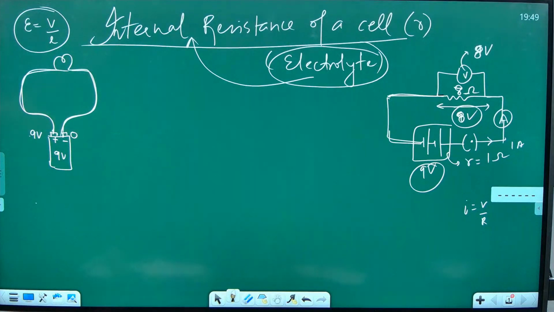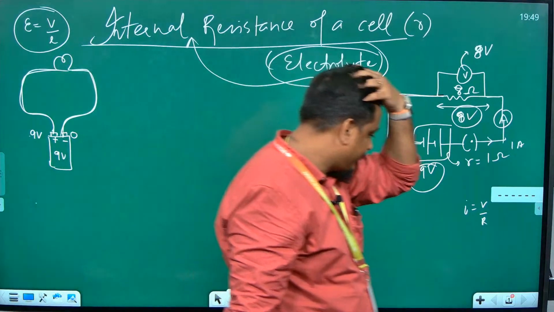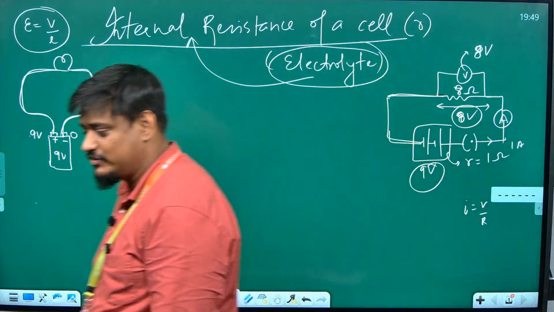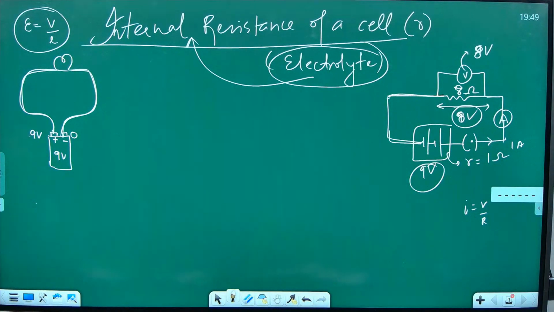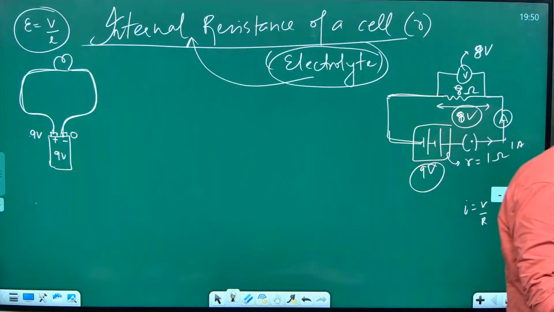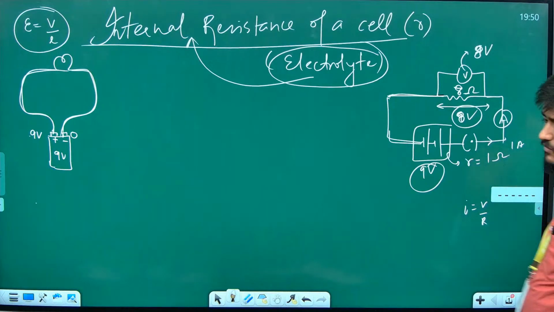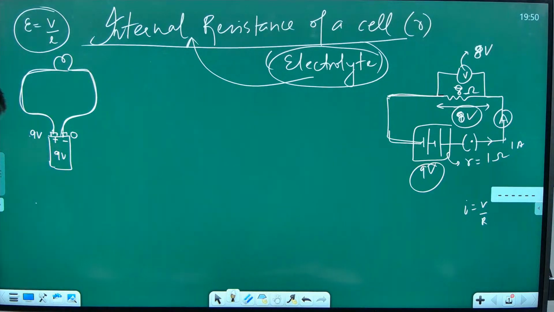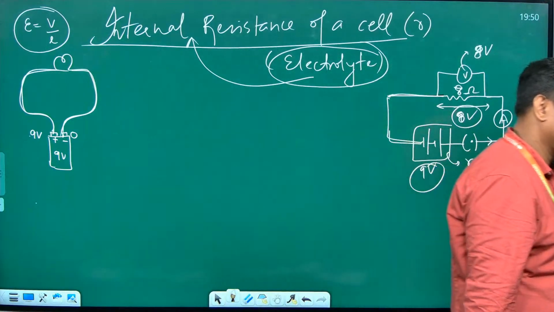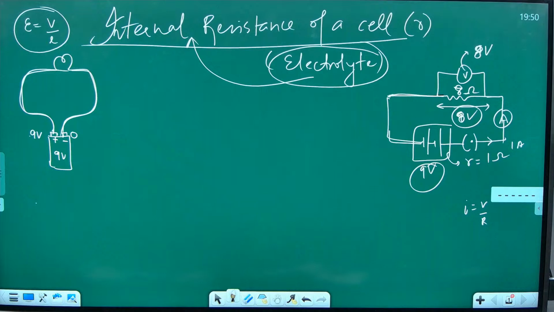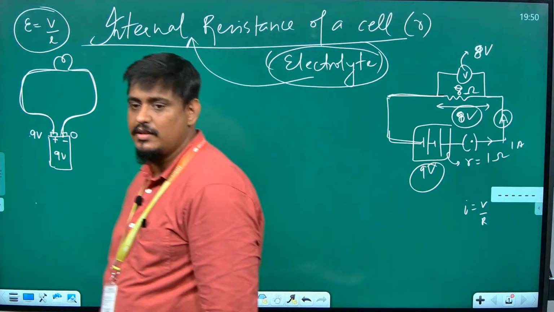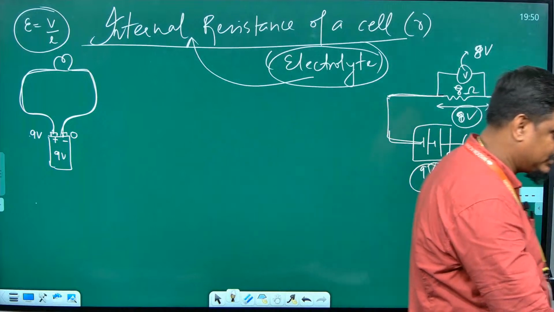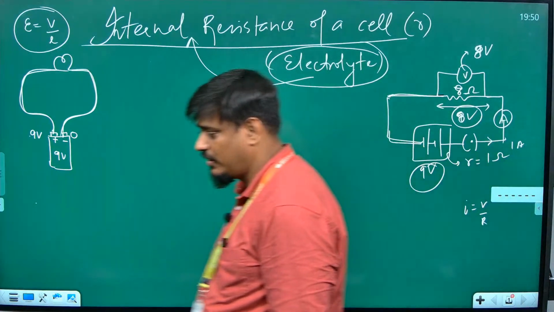Now, you can write the definition. All of you please write the definition first. It is the resistance offered by the electrolyte present inside a cell. It is denoted by small r.